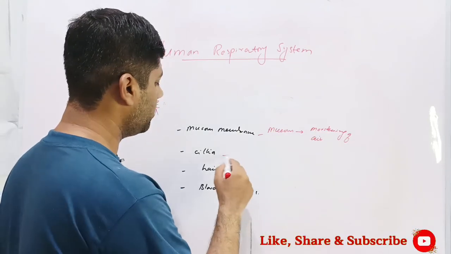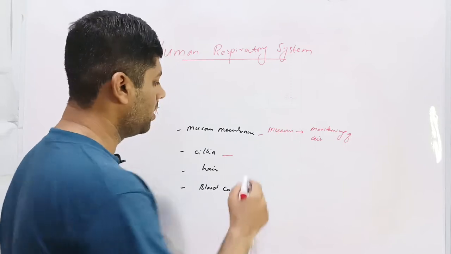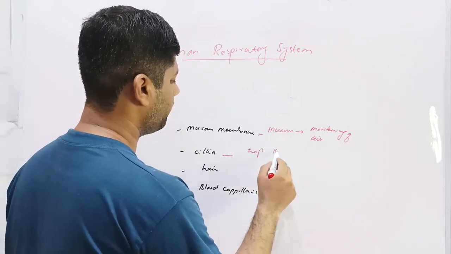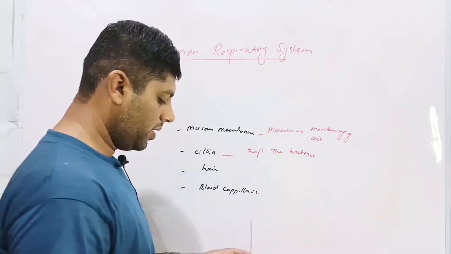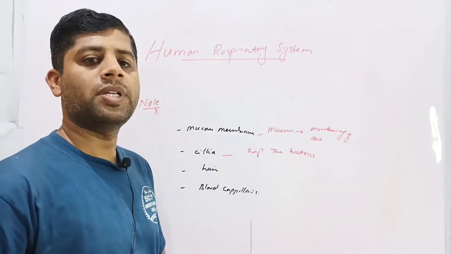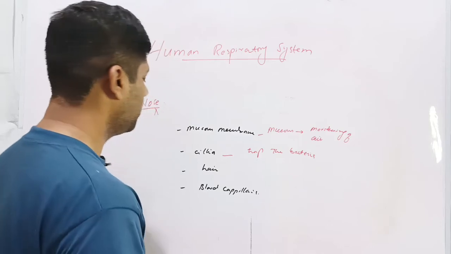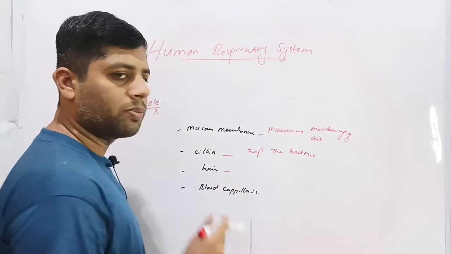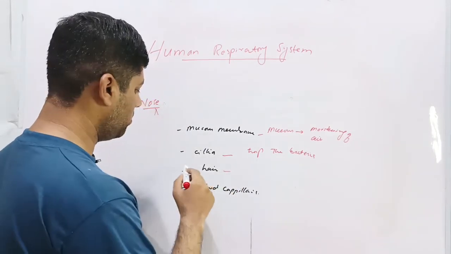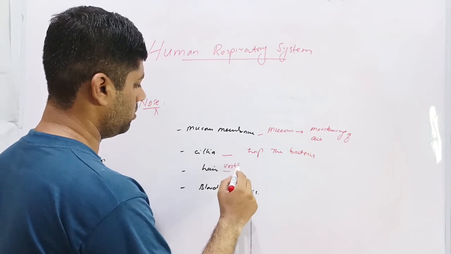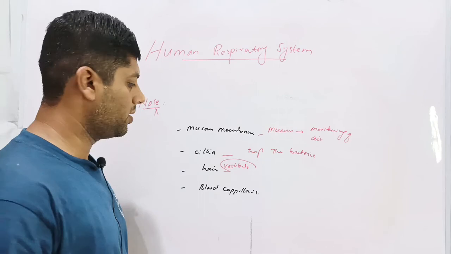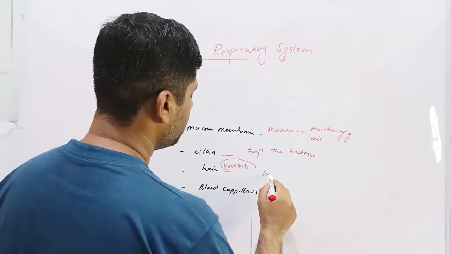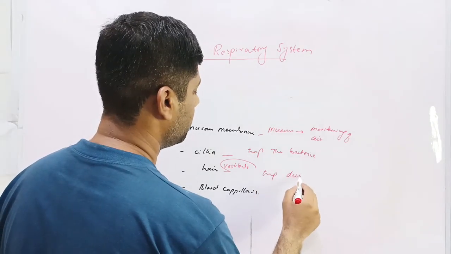And then cilia, these are microscopic hair-like projections which trap the bacteria. Cilia trap the bacteria so that infections may not occur in the respiratory tract. The hair are also present in the anterior portion of the nose called the vestibule. Vestibule is the anterior portion of the nose which comprises hair. So hair trap the dust and particulate material.